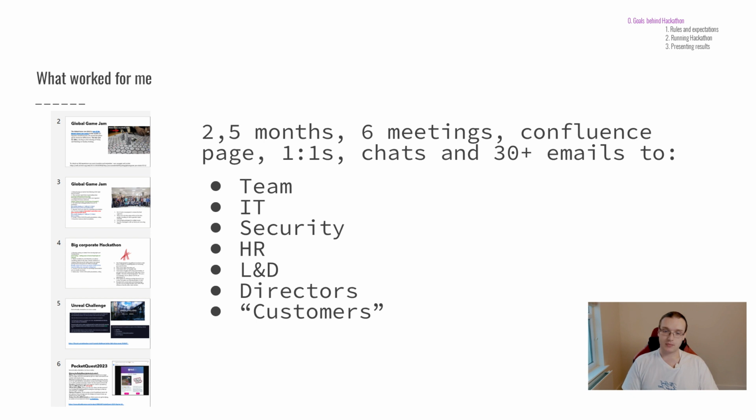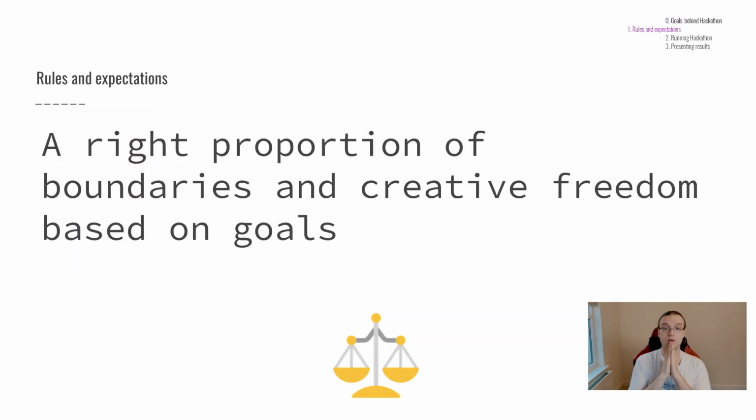What else? After that, rules and expectations. So I've briefly touched on it. Now you have an understanding of the goals, so you need to create a set of rules and boundaries that will help you and the team, the people who are going to participate in the game jam, to actually produce some results.